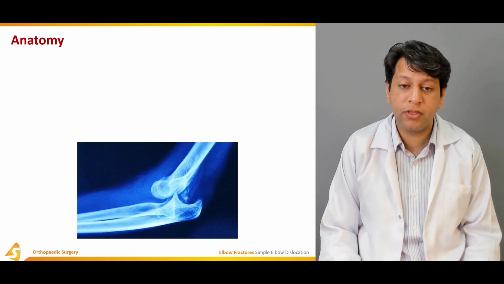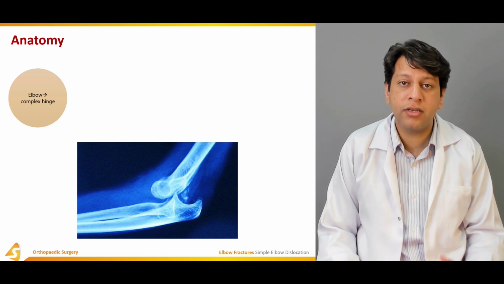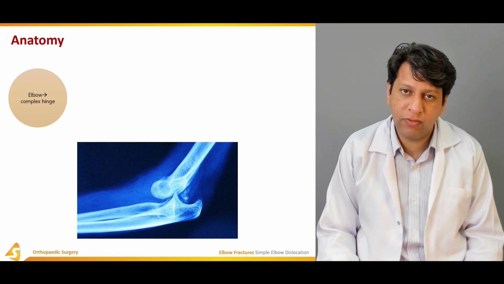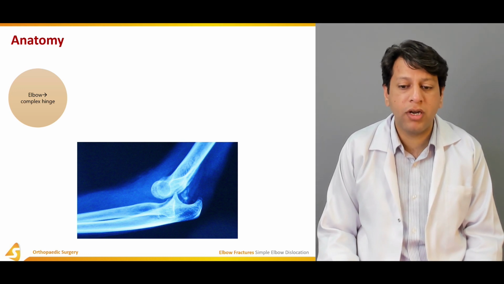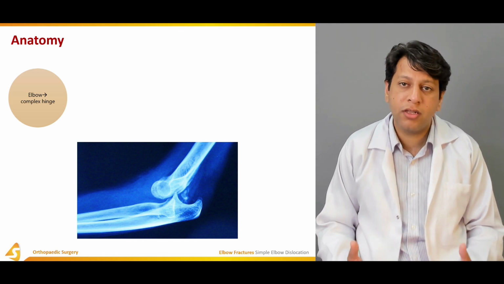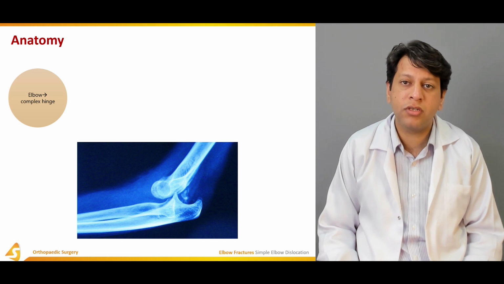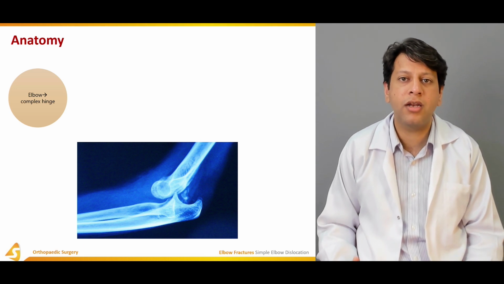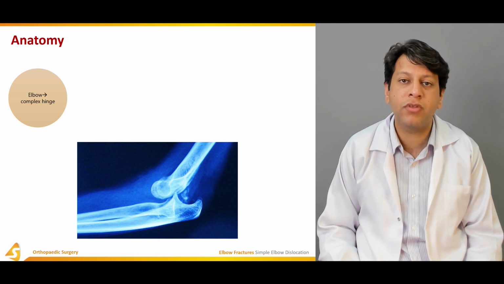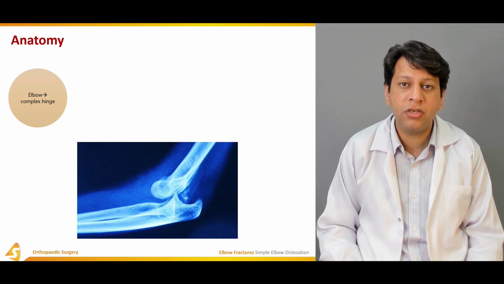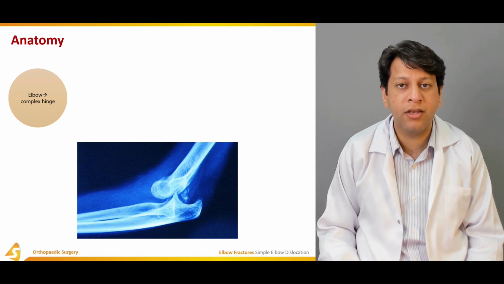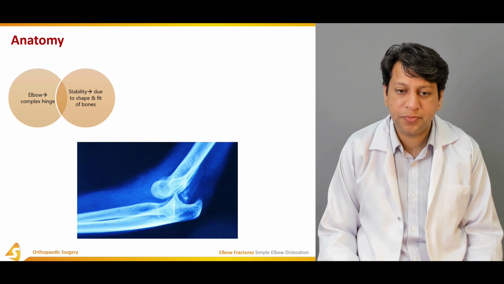Coming to the anatomy, you have to understand that the elbow is a complex hinge joint. When you call it a hinge joint, it means there is only flexion and extension at it. But why is it called complex? Because it's formed by 3 bones, not by 2 bones. There is the distal humerus, forming a medial condyle and a lateral condyle. On the medial side it's articulating with the ulnar olecranon. On the lateral side, the capitellum is articulating with the radial head. So it's a kind of complex hinge joint.